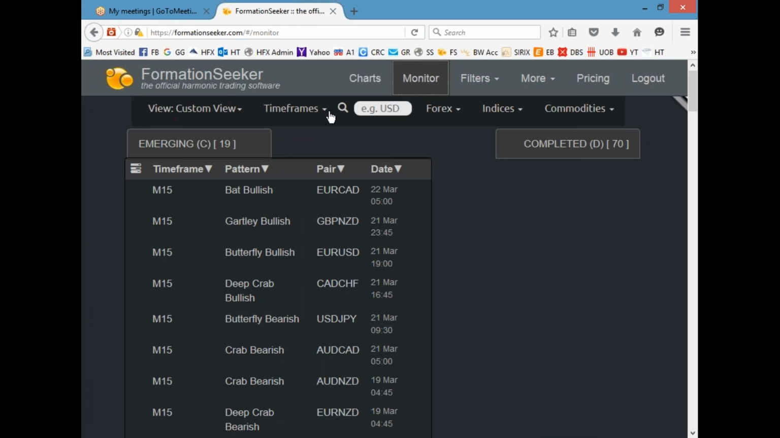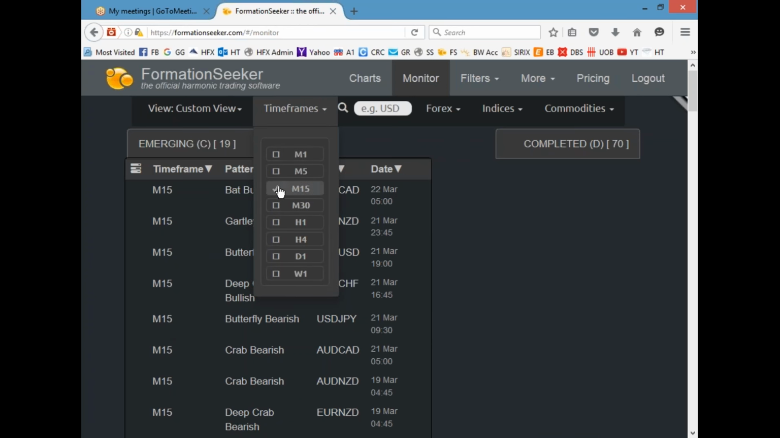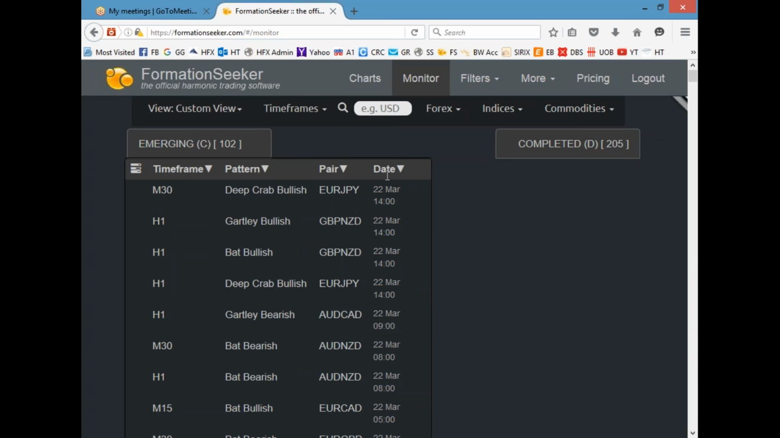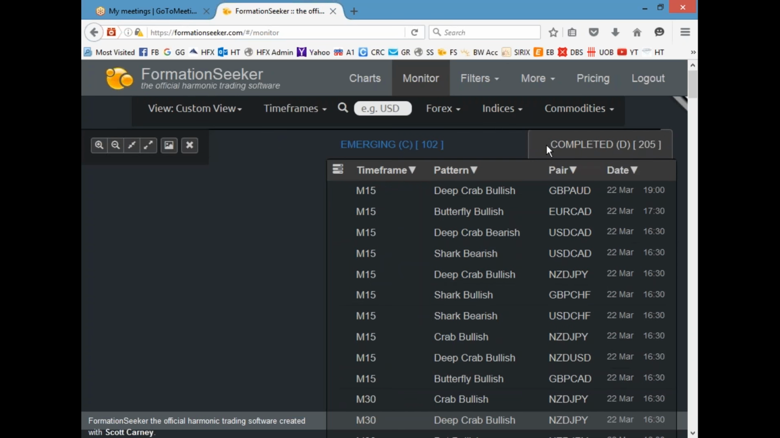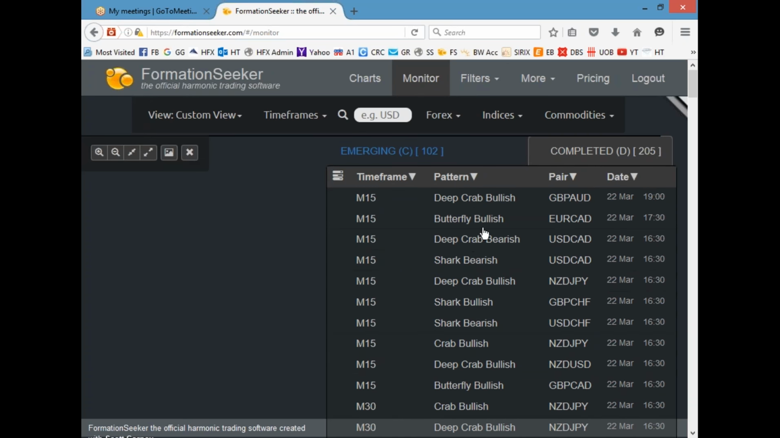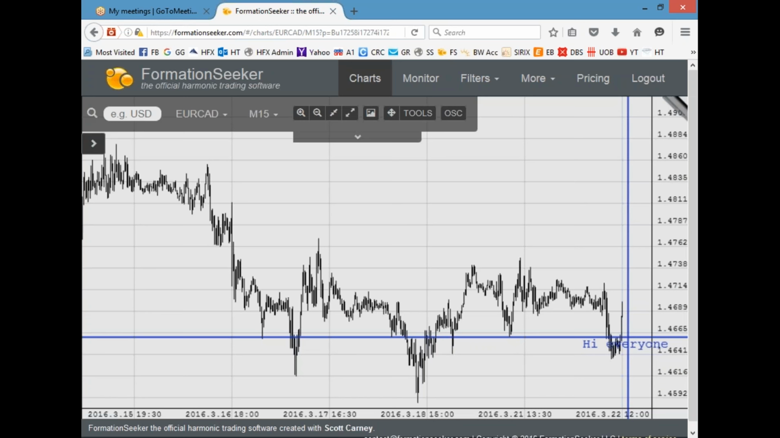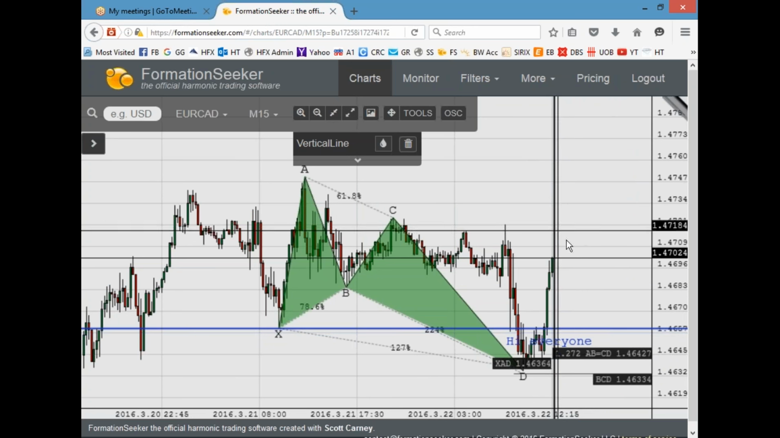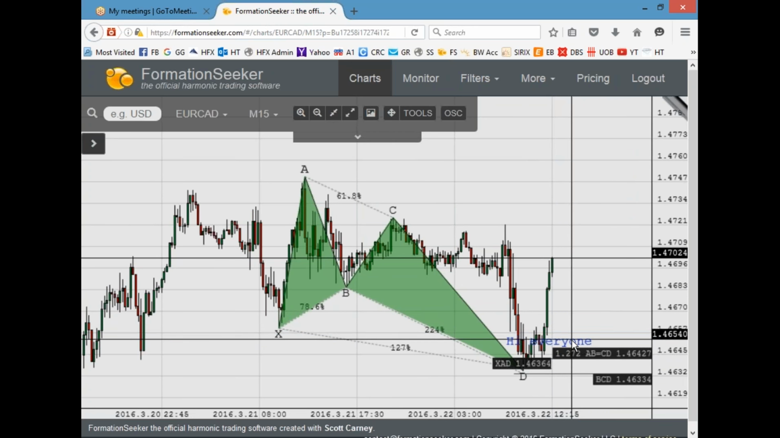So guys, let's go and find a trade that's going to happen now, because I don't want to talk about things that are happening in the past. Okay, let me take out these two guys. Okay, let's see what's being completed now. It's all M15. Okay, let's look at Euro CAD. Remove all these lines.